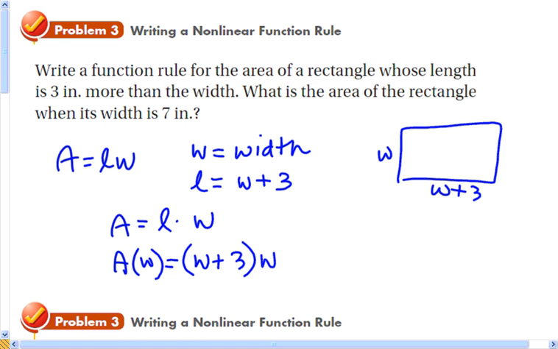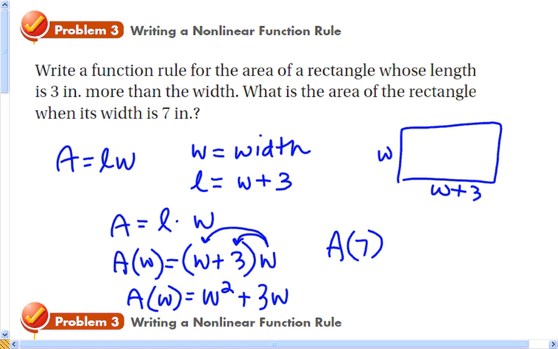Another way we could write that, if we use the distributive property and distribute the W here, we could also write area as a function of the width is equal to W times W, which is W squared plus 3W. Either way. And now we want to find the area when the width is 7.